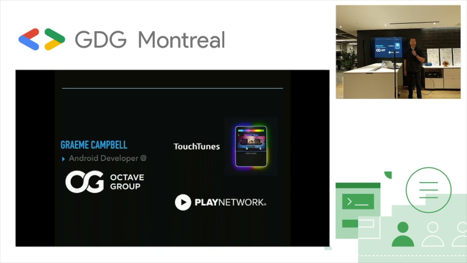And Octave Group is a music-based company here in Montreal. And we have other operations around the world, but all the R&D is done here in Montreal. And we put out music products under two different brand names. There's TouchTunes, which does jukeboxes. And you may have seen them in some bars around the city. And we also do Play Network, which is background music for large retail spaces.